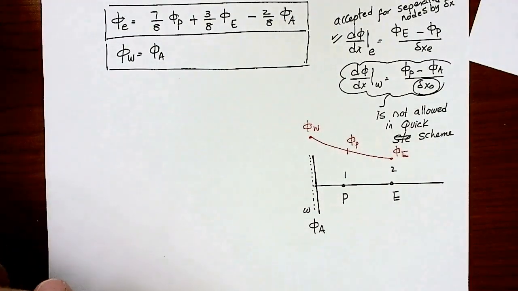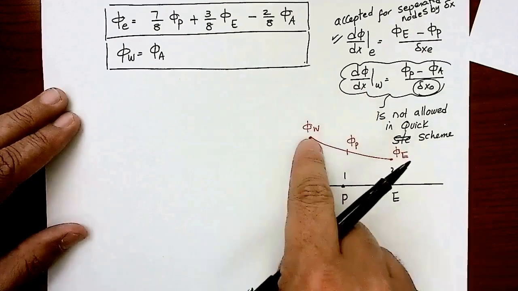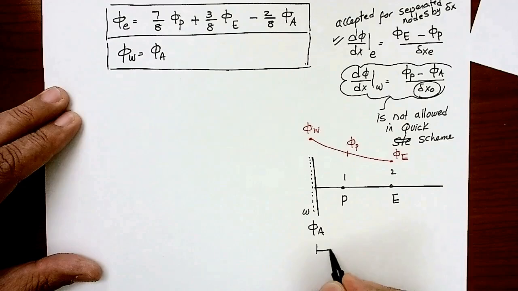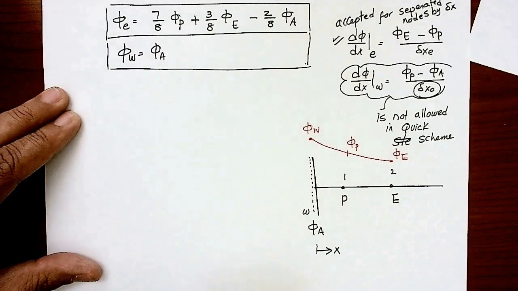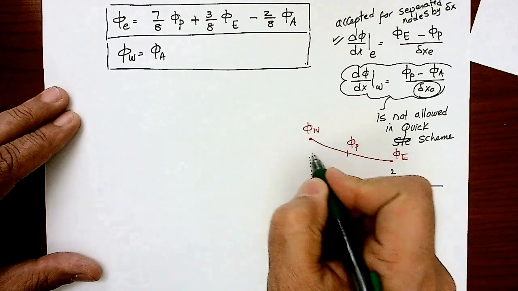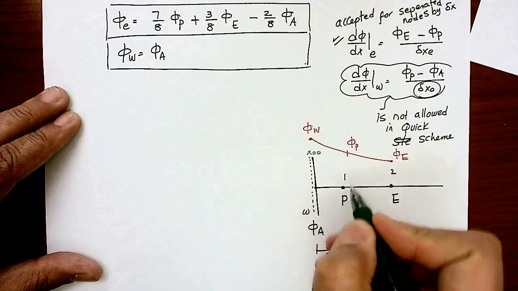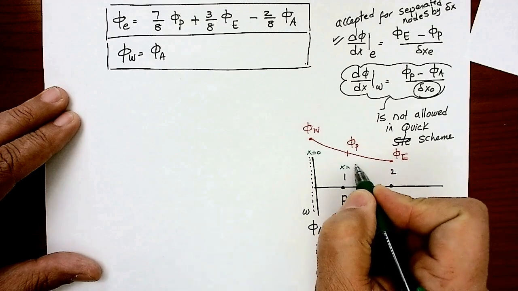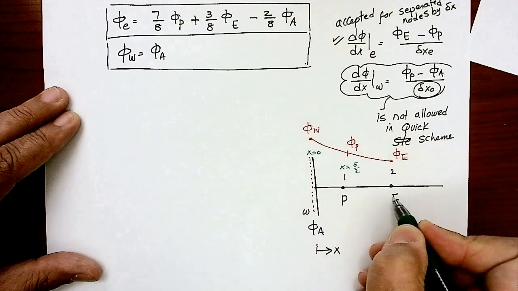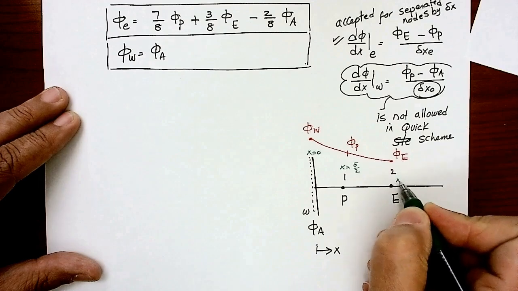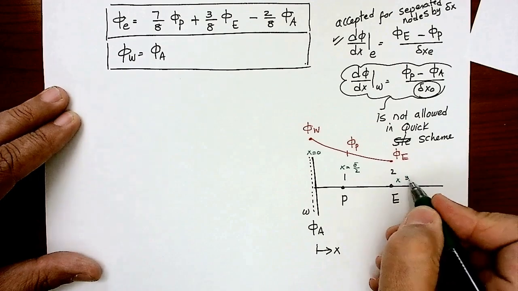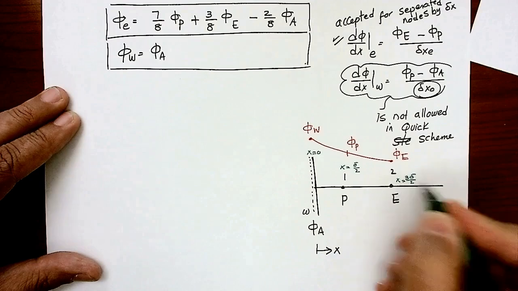So you need to develop that quadratic equation. Then if you got that function, you're going to get the derivative on the west face. I'm going to assume there's an x direction here. So this x here is equal to 0. This x is equal to delta over 2. And this x here is equal to 3 delta over 2.